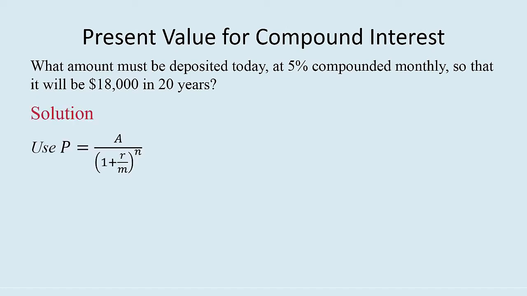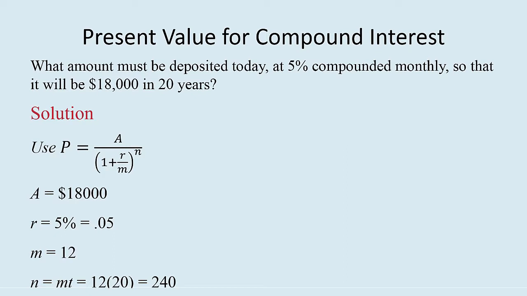When working a present value problem, it's always a good idea to take a moment to write out your formula. Then identify each of the variables. A, the final amount, is supposed to be $18,000. R, the interest rate, is 5%, which we must write in decimal form, 0.05. M is the number of compounding periods per year, which is 12 because the interest is compounded monthly.